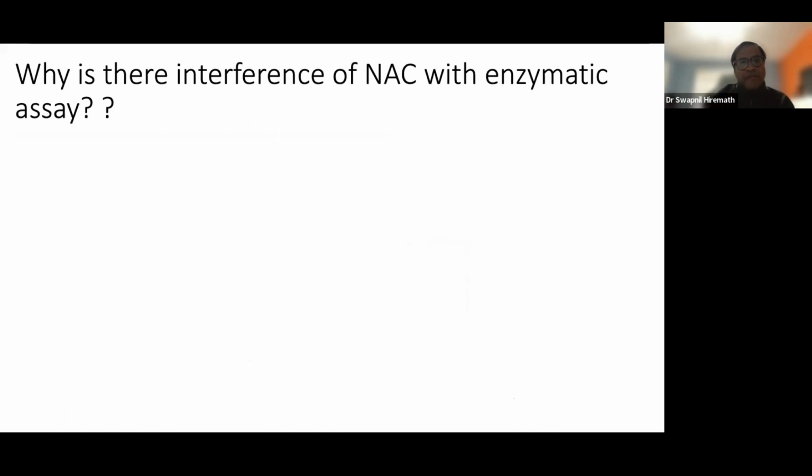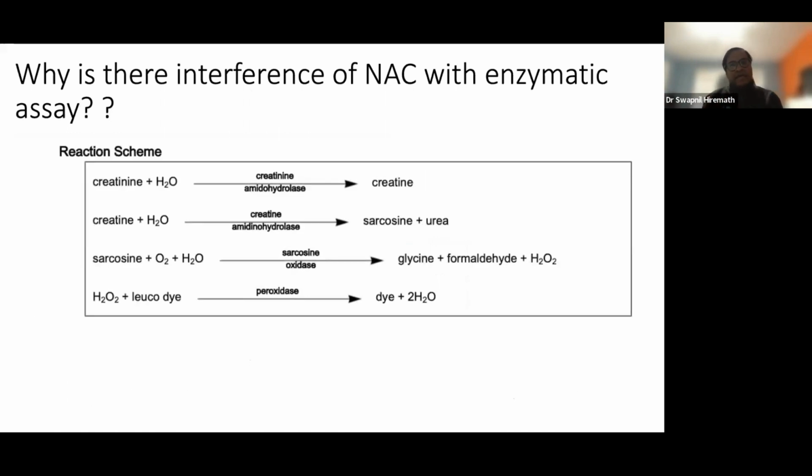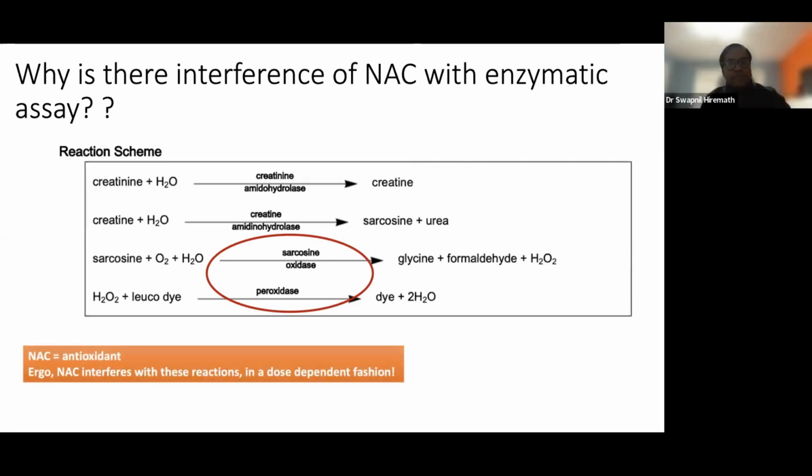So what might be happening? If you look at the enzymatic reaction, it's an oxidation reaction. It requires peroxidase. So is there any surprise that if you're using an antioxidant there, it would interfere with this reaction? NAC interferes with these reactions in a dose-dependent fashion. So it doesn't do anything in the patient's body, but a little bit of NAC in the blood affects the measurement of creatinine.